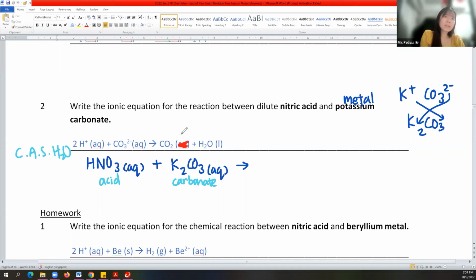Oops, thanks for highlighting. I wrote it wrongly. Can you all double check? This one must be gas. Thanks for highlighting, thanks, Rennie. So this should be gas.